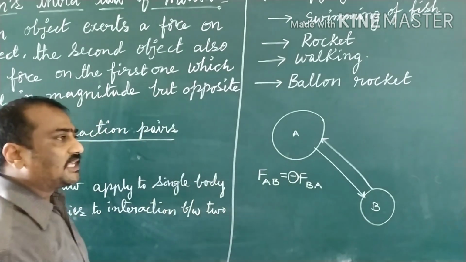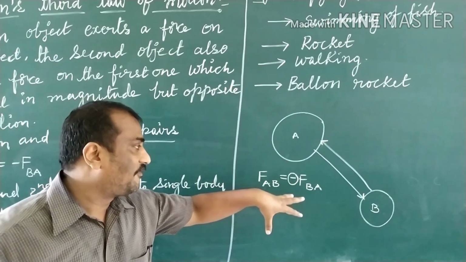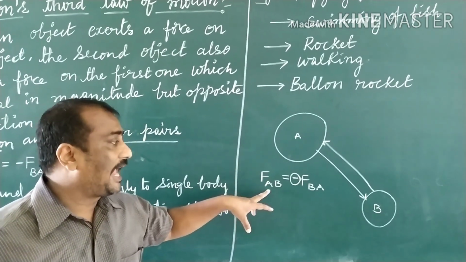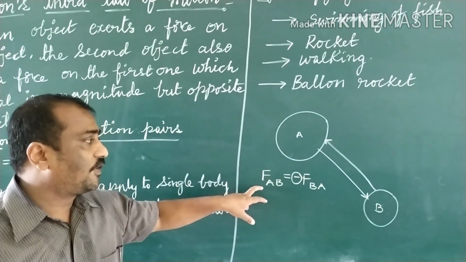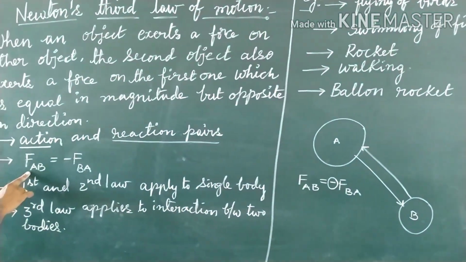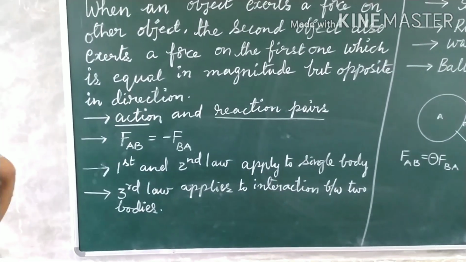Here the negative sign indicates the direction. That means the first object acts on the second, and the second object exerts a force on the first one, in the opposite direction. So we say that FAB is equal to minus FBA.